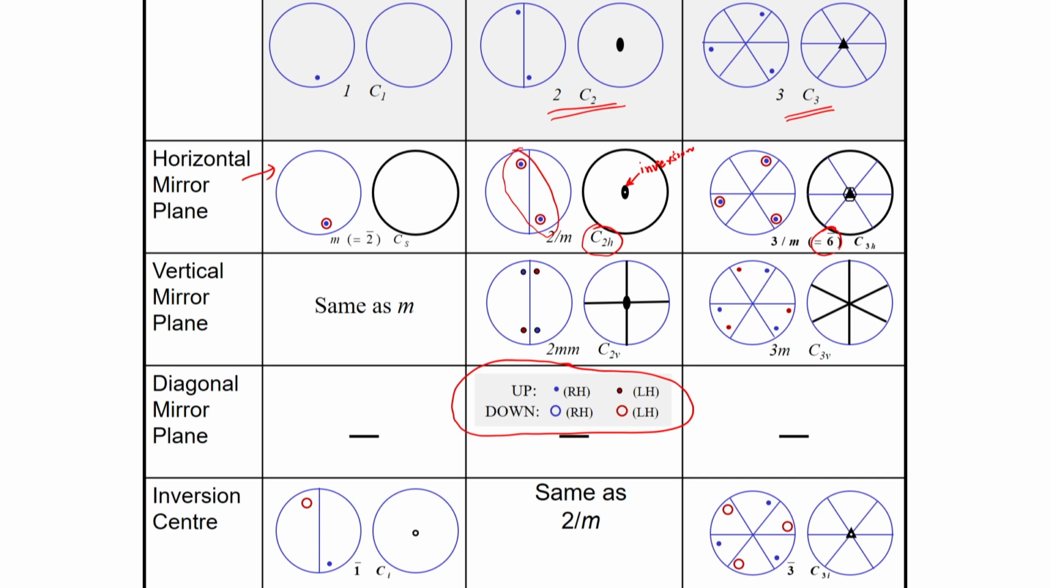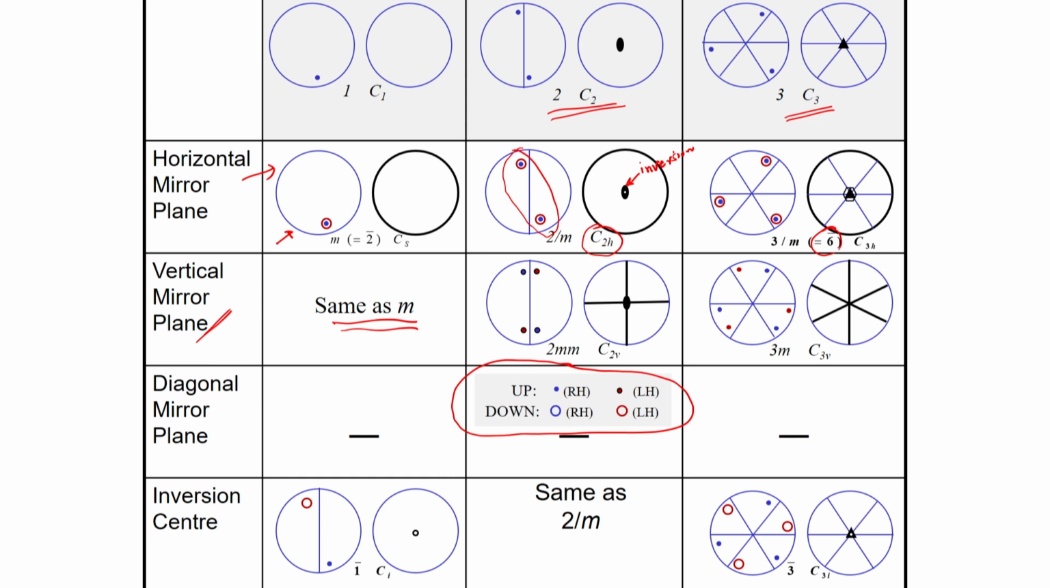Now, let us say I add a vertical mirror to the point group 1. Well, what does it mean? If I add a vertical mirror, basically I have added a mirror like this, and as a result the up point is reflected to the left and the handedness changes. This essentially is the same point group as the point group m. It is just a question of perspective, the way one looks at it.